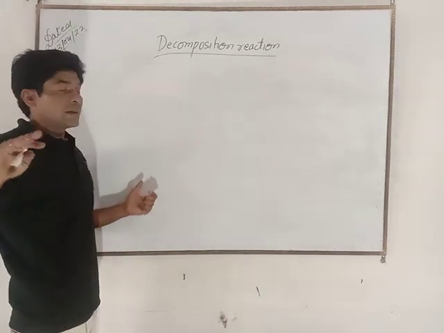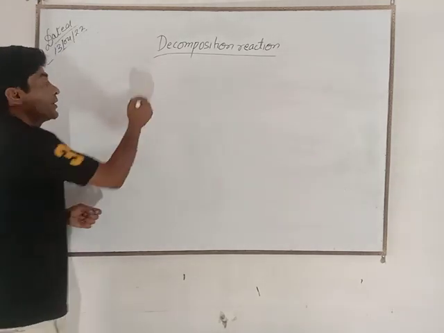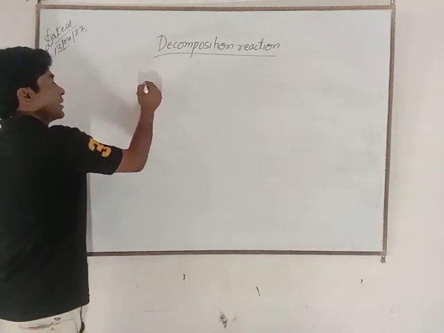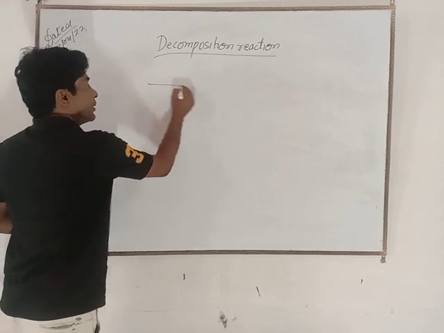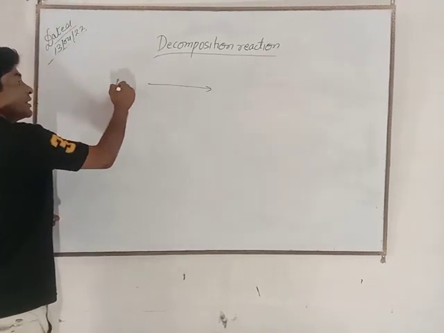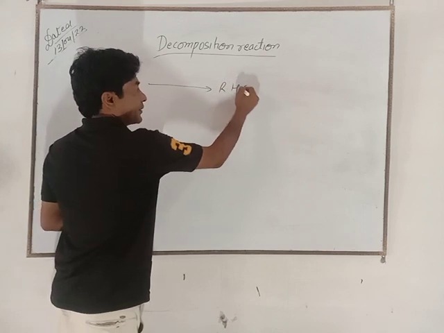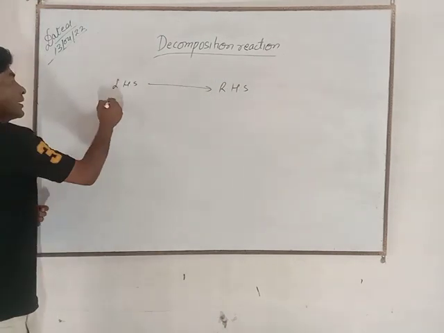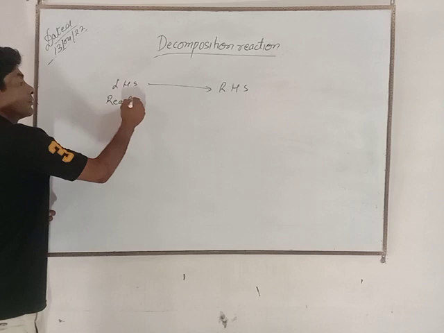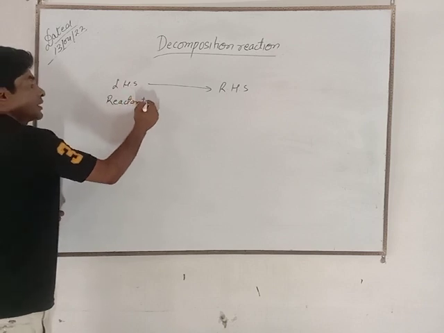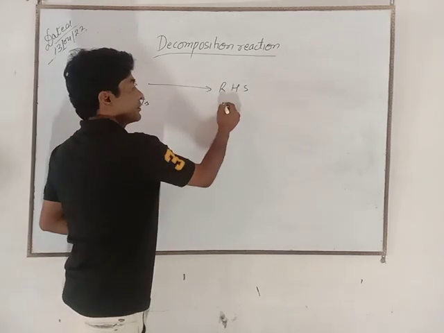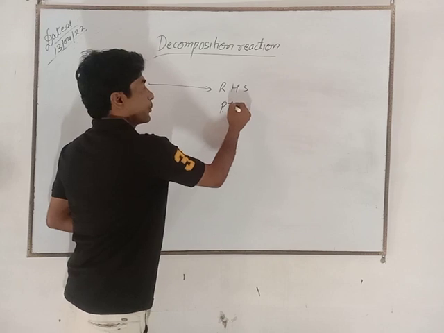Decomposition reaction is that type of reaction in which one substance... here you know in a chemical equation this is the LHS side and this is the RHS side. LHS side is reactants, right? Reactants, and RHS side are our products.